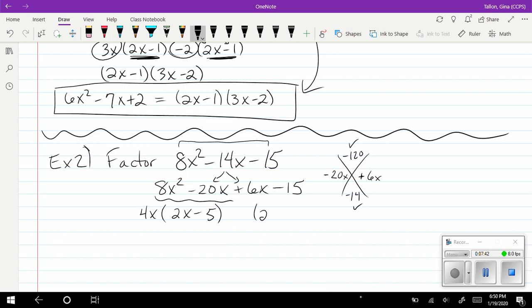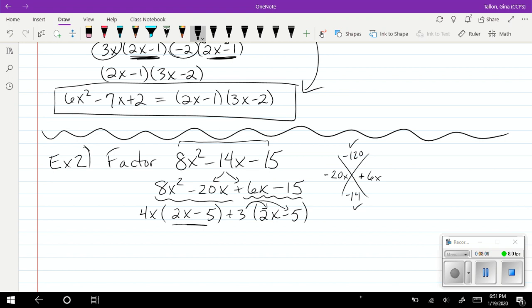Simply push over, write another 2x minus 5, and ask yourself what has to go here so that when I multiply it through by 2x minus 5, I get the positive 6x minus 15. So I know that 2 times 3 makes 6x if I use a positive 3, and that would check because a positive 3 times a negative 5 does indeed give you the negative 15 above.